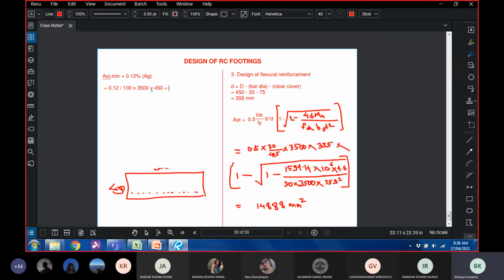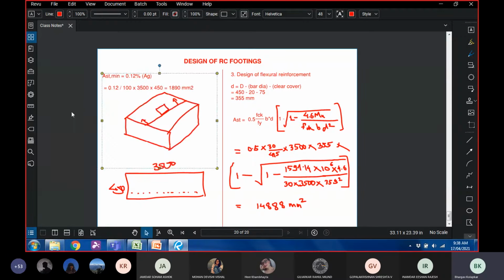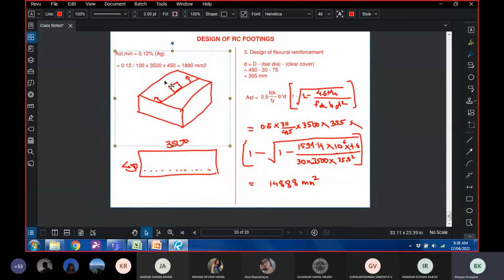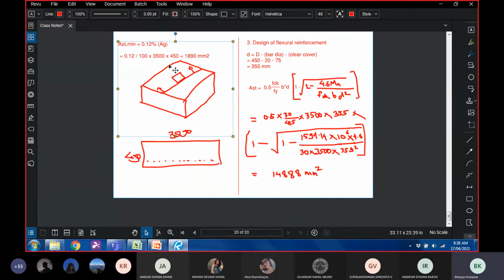An answer, please. 1.89 into 10 to the power 3. Okay, so 1890 mm squared. That is the area we have to provide. But what we are actually providing is 14,888, which is much more than the minimum area.